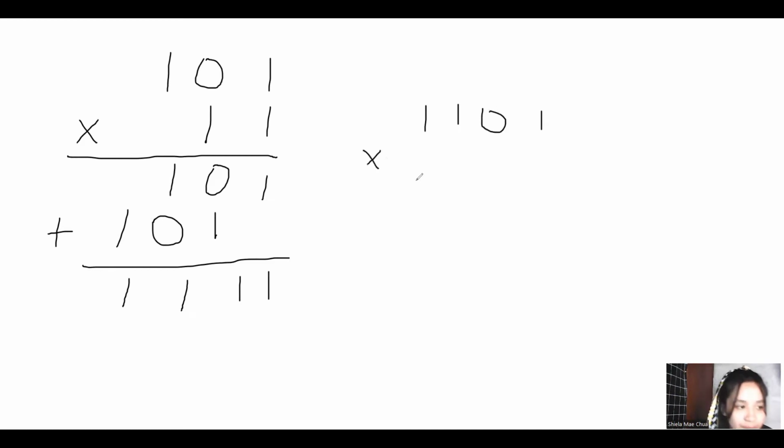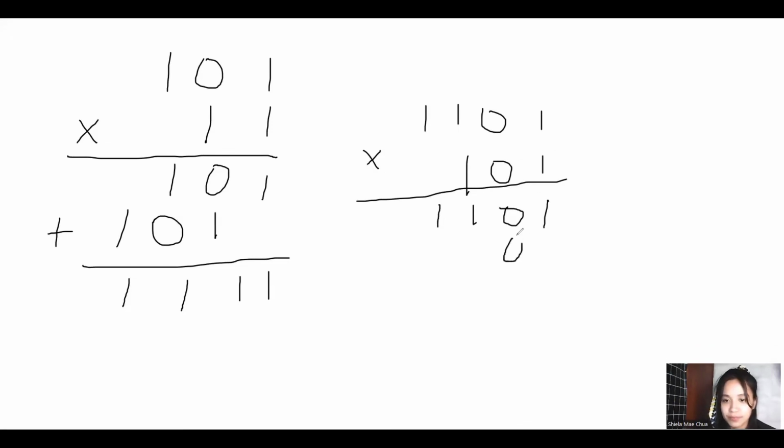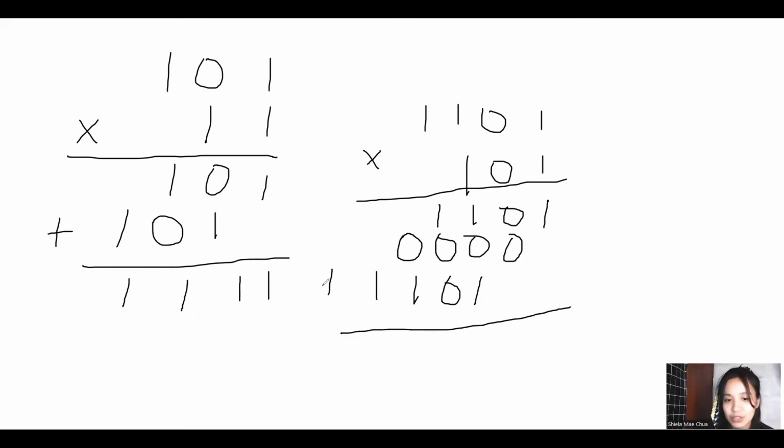1101 times 101. 1 times 1 is 1. 1 times 0 is 0. 1 times 1 is 1. And 1 times 1 is 1. 0 times 1 is 0. 0 times 0 is 0. 0 times 1 is 0. And 0 times 1 is 0. As you can see also, every time you multiply 0 by a binary number, we will just get 0 for all the values. So it's easy to multiply. So 1 times 1 is 1, 1 times 0 is 0, 1 times 1 is 1, 1 times 1 is 1. Now let's perform the addition.